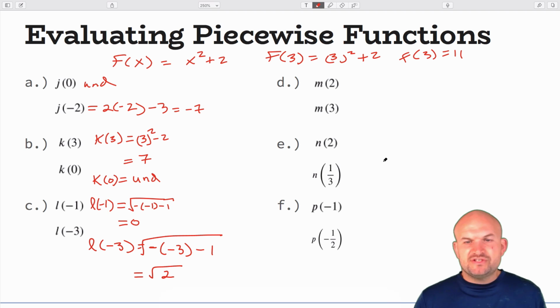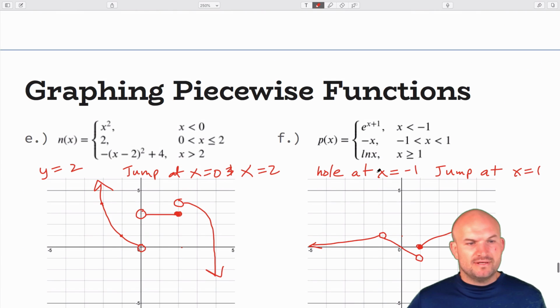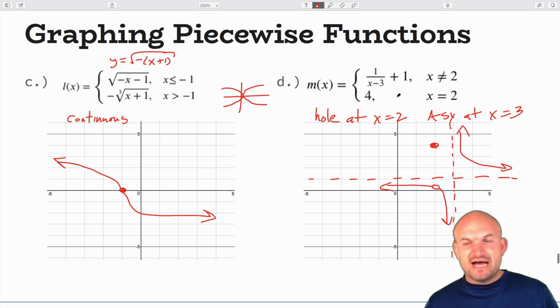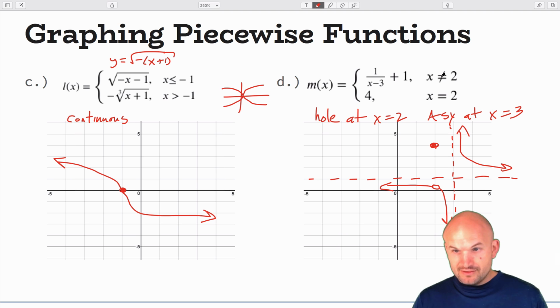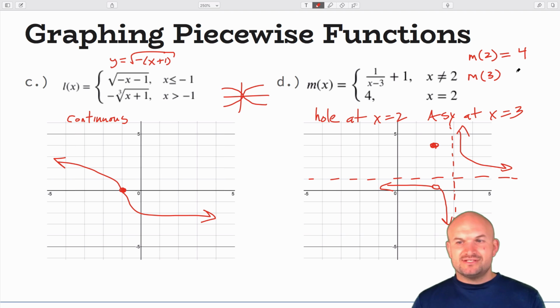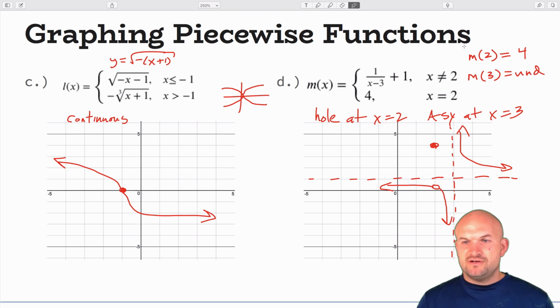All right, M of 2 and M of 3. So let's go and look at the M of 2 and M of 3. So obviously, M cannot equal 2 here, right? But it can't equal 2 for that equation, but it can equal 2 here. So M of 2 is just equal to 4. And M of 3, we already know there's a vertical asymptote there, right? So that's going to be undefined. So that one was rather fun to solve. That one, I'll take that one all day.